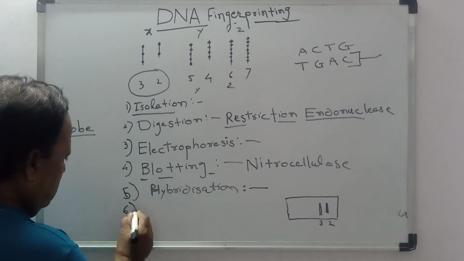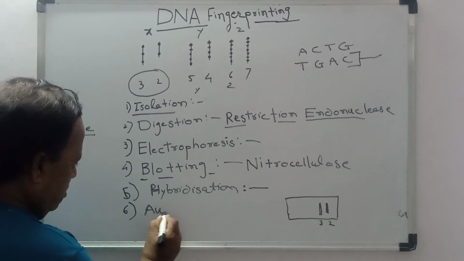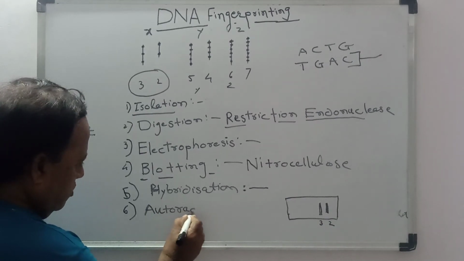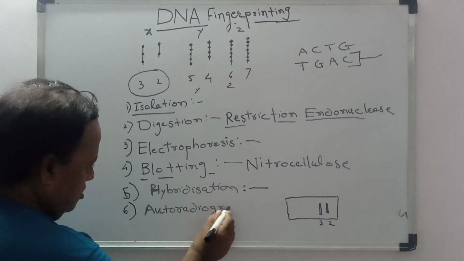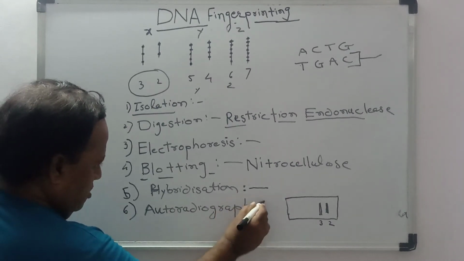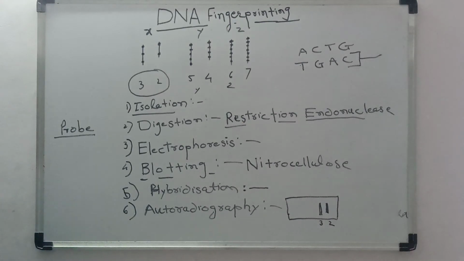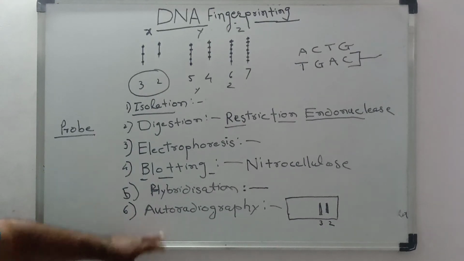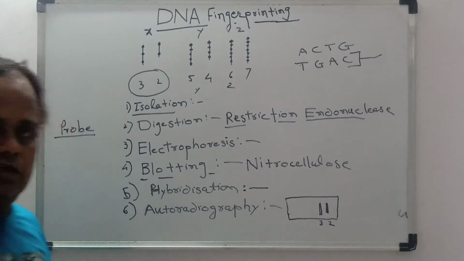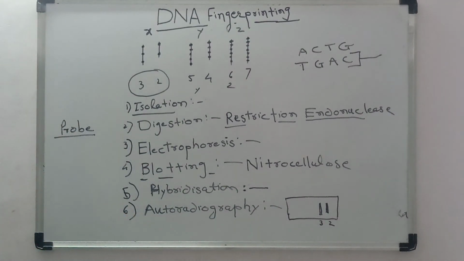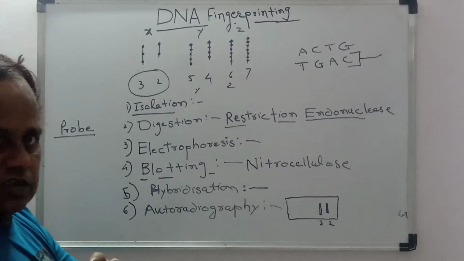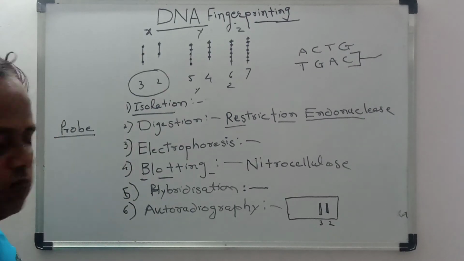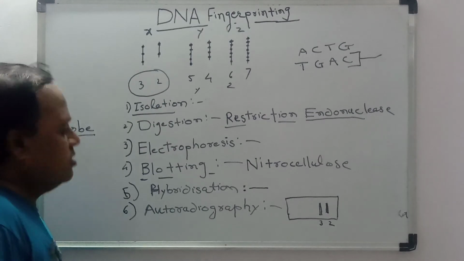And the last step is autoradiography. By autoradiography, we can easily see the kinds of band formation, the schematic structure of band formation, and we can compare those bands with the DNA structure which we have got through the drop of blood from the crime site. Okay.